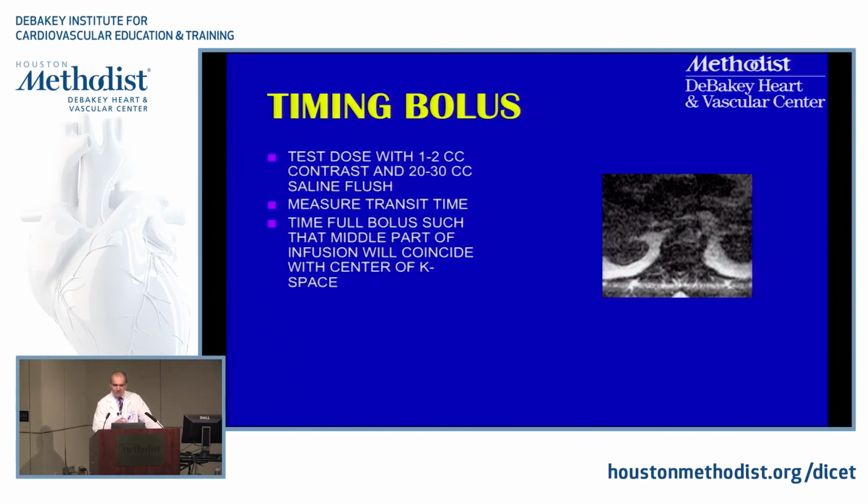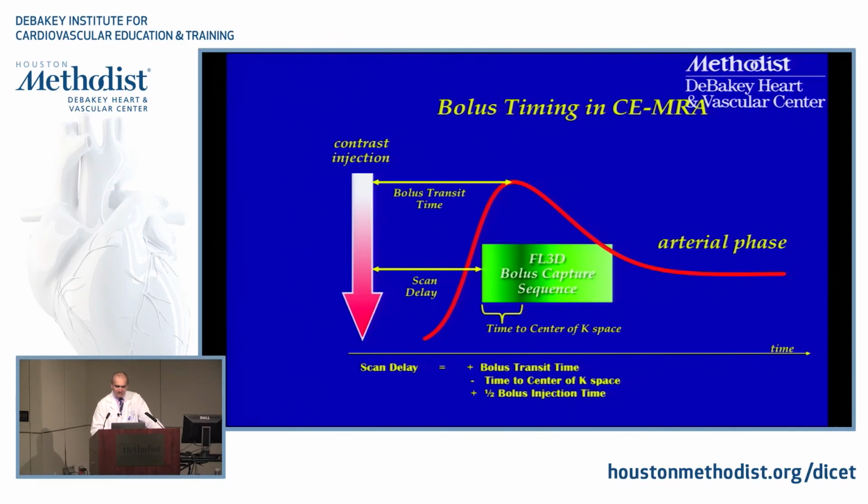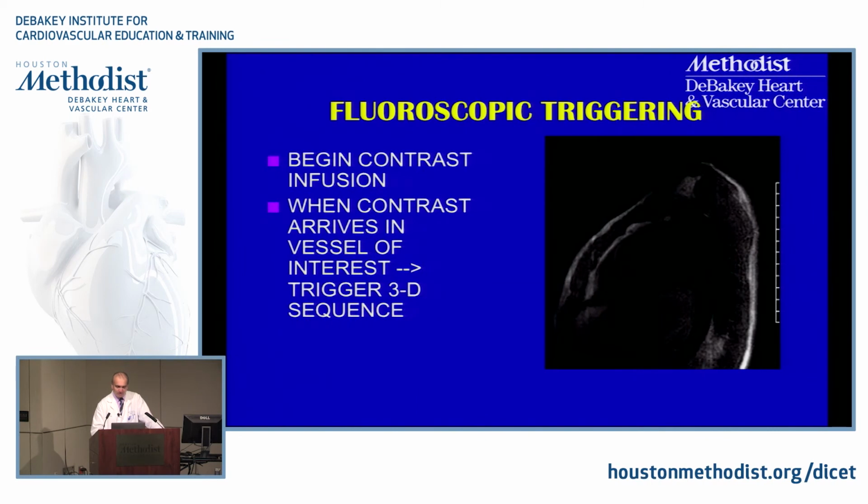Whenever you do that, there's a formula involved, and there's always room for error. The formula would be: the delay equals the transit time plus the infusion time divided by 2, minus the time to the center of K-space. So already you can see, you try to do that on the scanner and you can screw things up. It's easier, more preferable to do it this way.